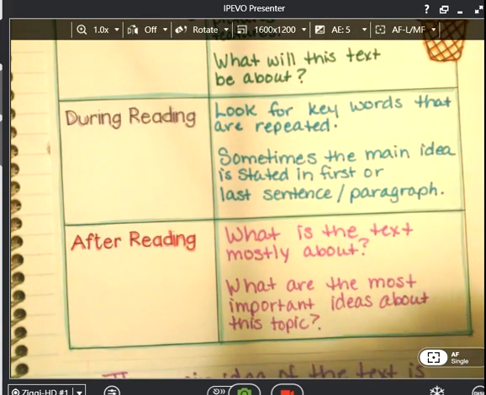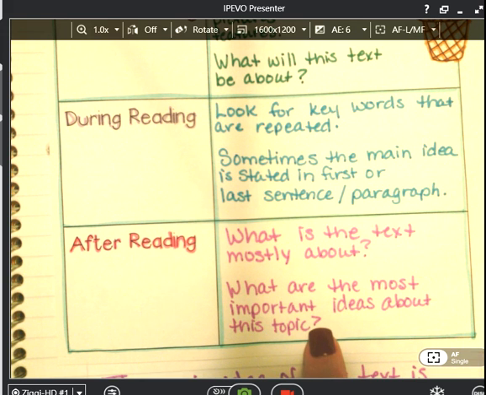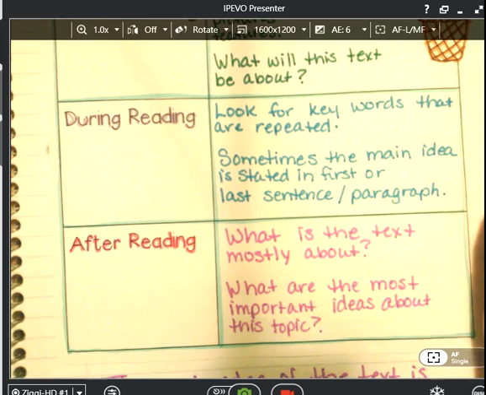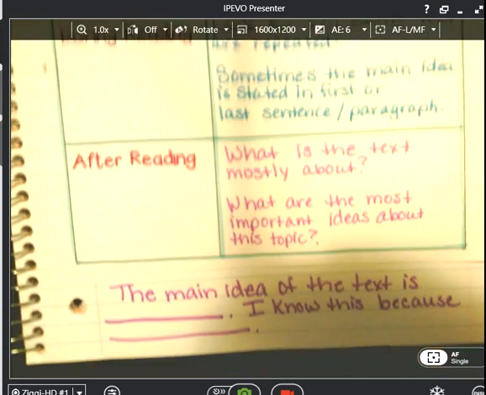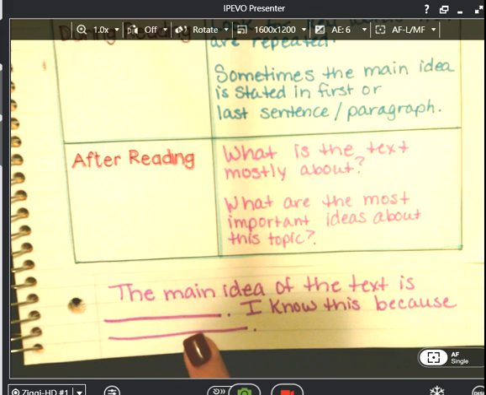you're going to ask, what is this text mostly about? So after you've read it, you're going to go back through and you're going to think to yourself, well, what did I just read about? What are the most important ideas about this topic? And that will lead you to your main idea. And of course it says the main idea of the text is blank. And I know this because blank. Always, always, always, I cannot stress that enough, always look for the evidence or the specific things in the text that tell you what the answer is. Go back and reread this so that you can find out what this is mainly about.